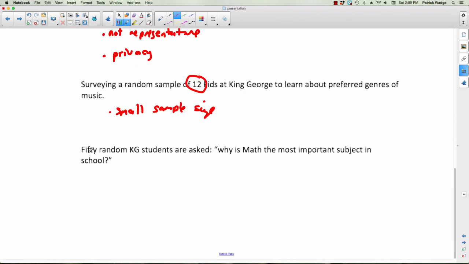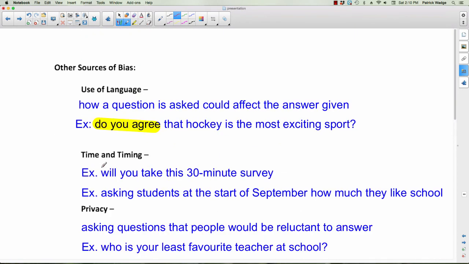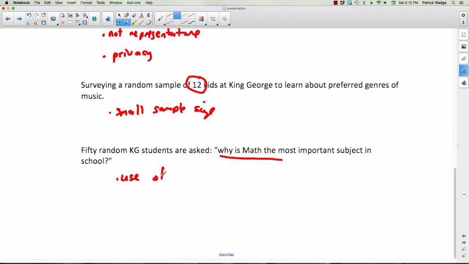Okay, last one, 50. That's a pretty good number. Random, great. King George students are asked, why is math the most important subject in school? I mean, what's wrong with that? Math is the most important subject in school, right? No, that's the problem right there. This, why is math the most important? The question should be, what is, in your opinion, the most important subject in school? This is a biased question. So what do we say here? The wording. Yeah, the use of language here is biased. But I think everyone would probably answer math anyway.